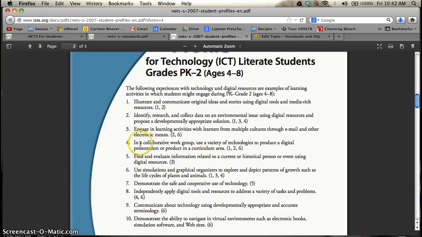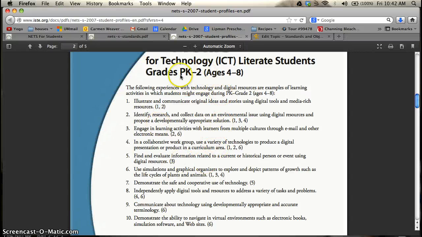And let's look at number 4. In a collaborative work group, so in a group, they should be able to use technology to produce a digital presentation or product in a curriculum area. So they should be able to make a PowerPoint or a Prezi or some sort of presentation on the computer with a partner or a small group of others. So anyway, for those of you who think 2nd grade is too young to start PowerPoint, the national technology standards say that this is the ideal age, pre-K through 2nd grade, to start doing presentations using technology.